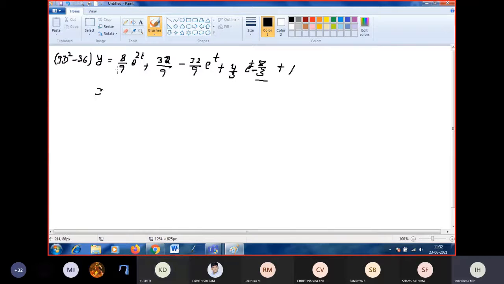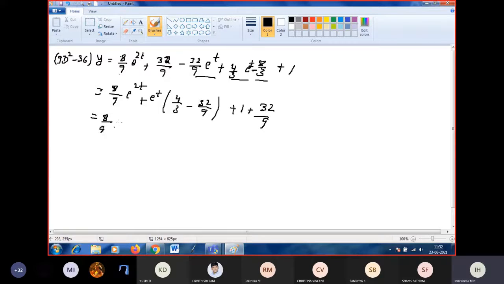Yes, ma'am. So now we have only one term of e power 2t, you keep as it is. 8 by 9 e power 2t. So here we have e power t and here we have e power t. You can keep e power t common. So then we are left with 4 by 3 minus 32 by 9. Next, consider the constant term plus 1 plus 32 by 9. Okay, now simplify. So 8 by 9 into e power 2t plus e power t into, here take LCM.